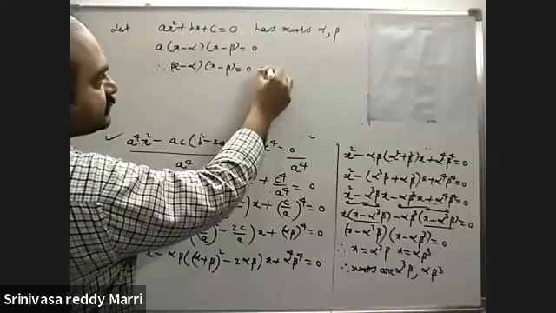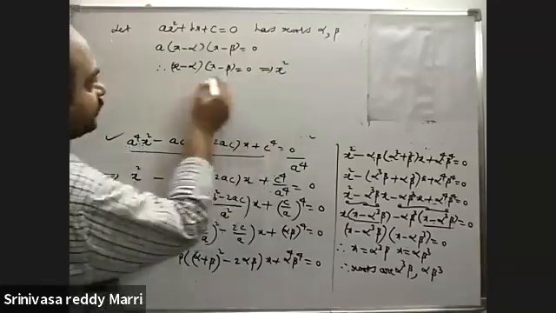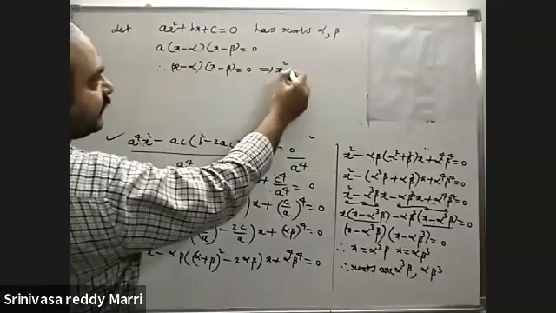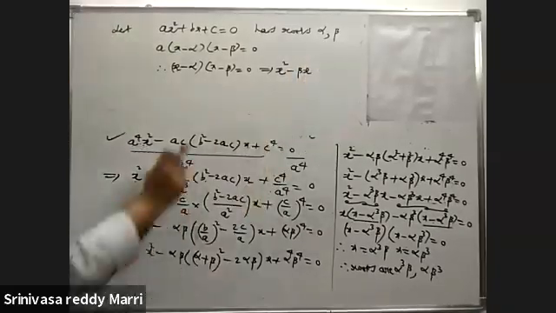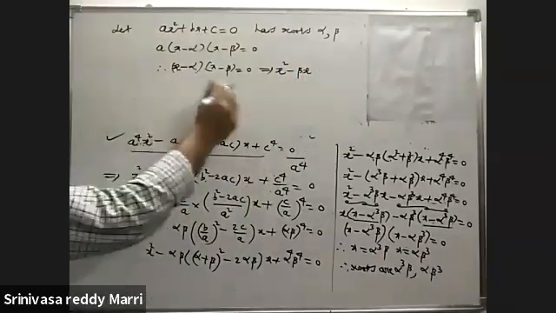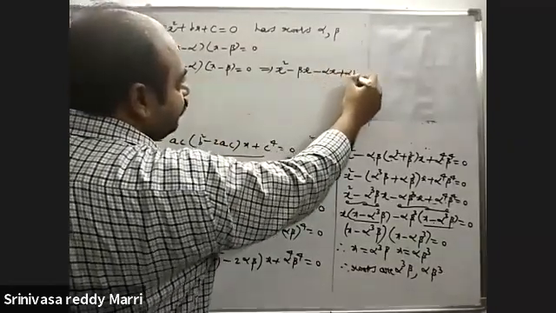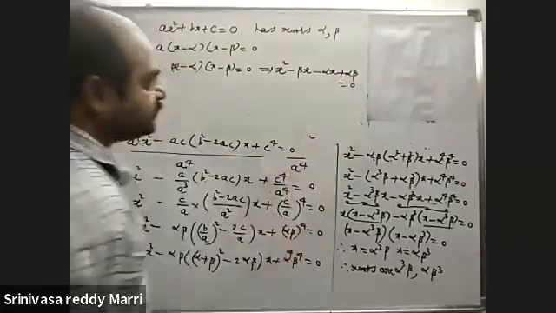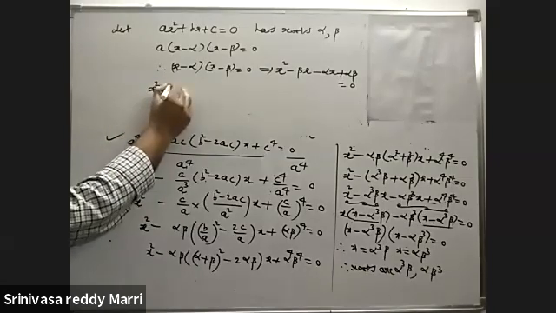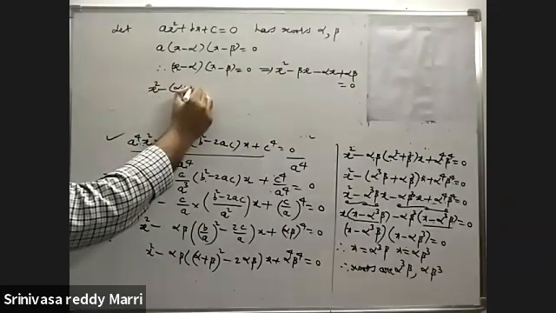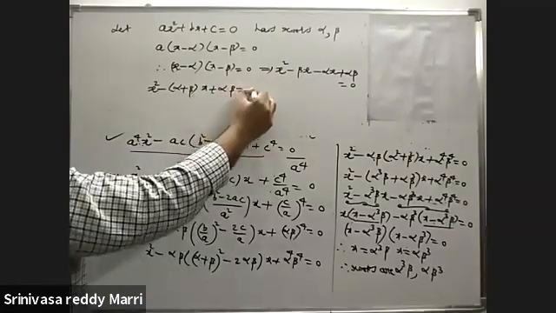That means I am multiplying this. x square, then look at x into x minus beta: x square minus beta x. With alpha I am multiplying: minus alpha x plus alpha beta equal to 0. That means you can write the equation as x square minus (alpha plus beta) into x plus alpha beta equal to 0.